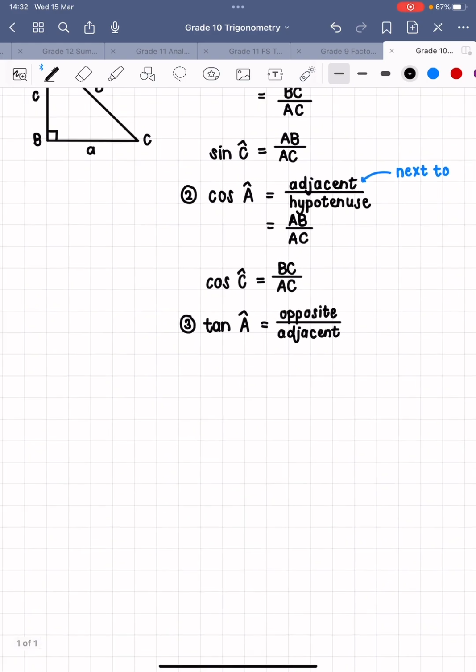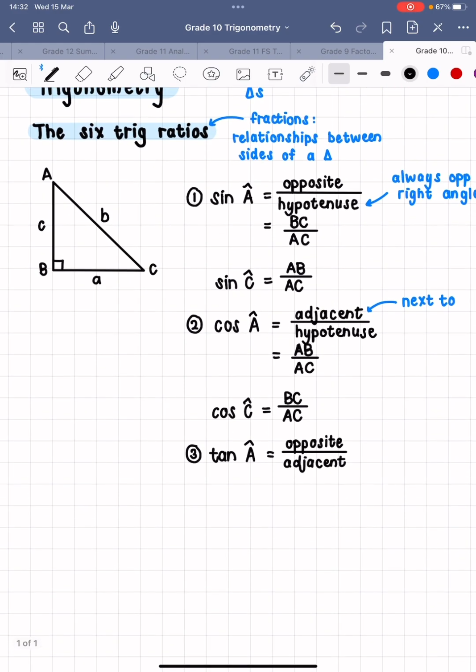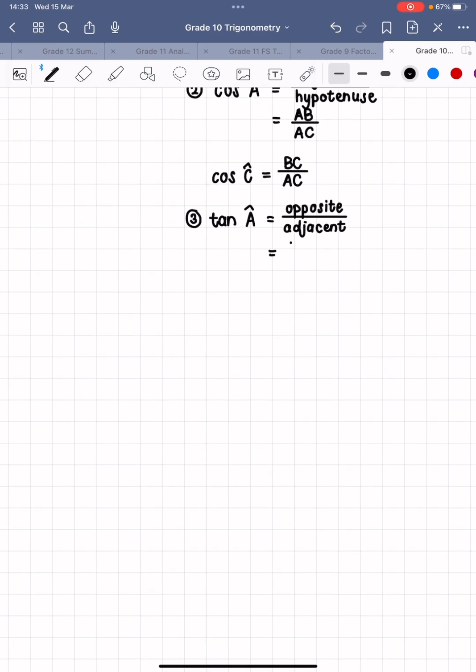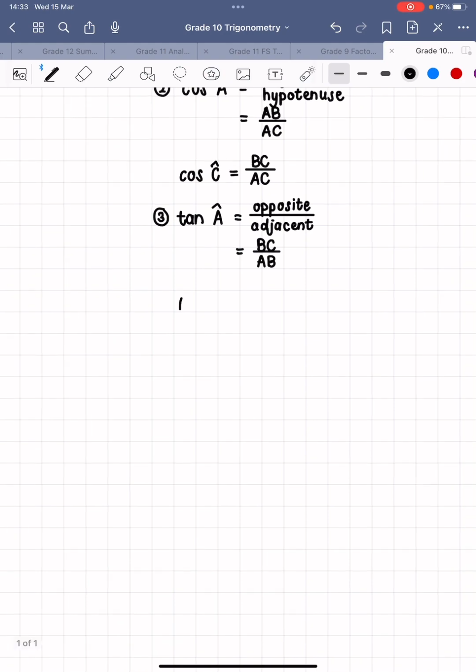All right, let's look at our picture. We are looking at angle A. Which side is opposite angle A? BC. And which side is next to angle A? AB. We're not using the hypotenuse at all. Okay, tan has nothing to do with hypotenuse. So again, opposite BC over adjacent AB. So BC over AB. Okay, I want you guys to do tan C on your own quickly.